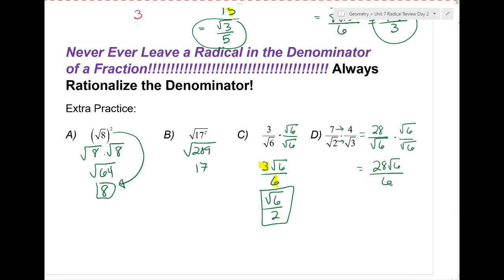Now we have to make sure if we're in simplest form. Well, 2 can come out of 28 and 6. And that's 14 root 6 all over 3. And there's simplest radical form.